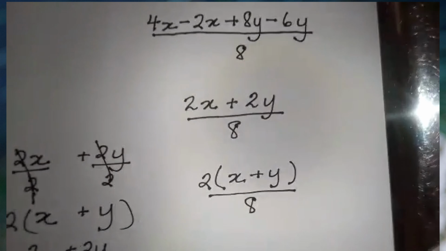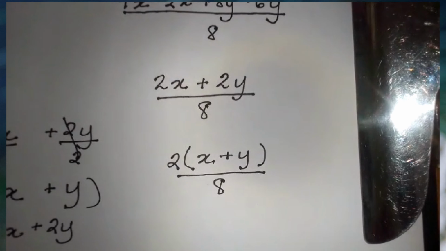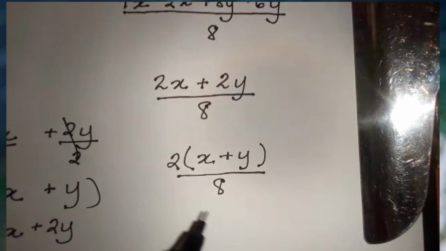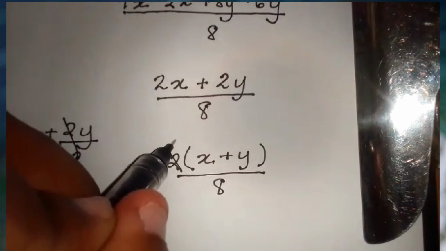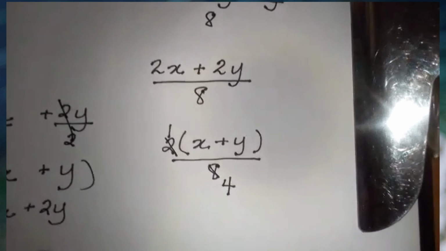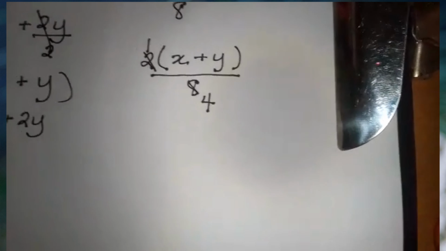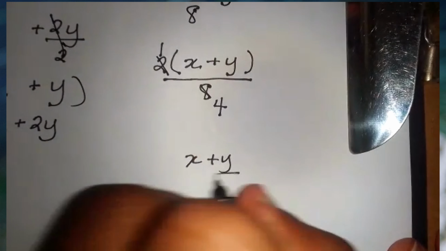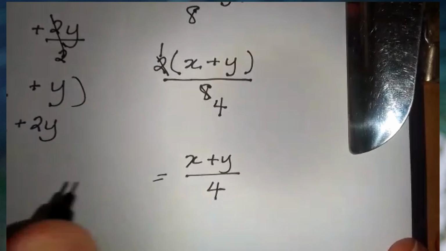Great. So back to here now. Now that I've factored out the common factor of 2, I can simplify it even further. Because I know that 2 can go into 2 and 2 can go into 8. So 2 into 2 goes 1 time and 2 into 8 goes 4 times. So my final answer when it's simplified is going to be x plus y all over 4. And that's it.